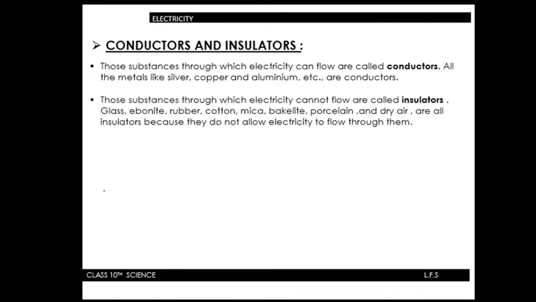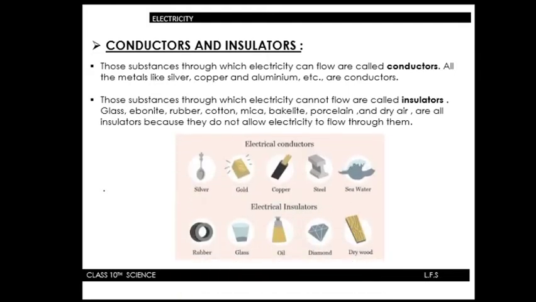So next to that, those substances through which electricity cannot flow are called insulators. They are glass, rubber, cotton, mica, bakelite, porcelain, etc. See here some figures related to electrical conductors. It is shown. First of all, conductors: silver, gold, copper, steels, okay, and then insulators are rubber, glass, oil, diamond, dry wood, etc. These are all insulators.